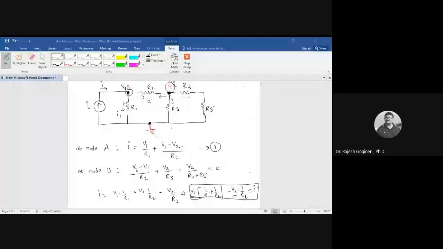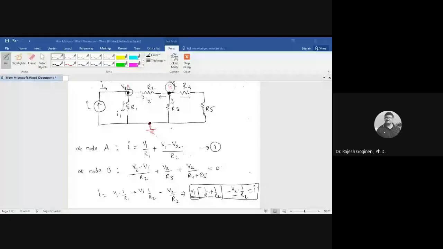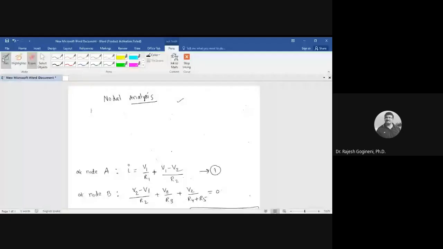Is it clear for everyone how to apply the nodal analysis? Yes or no? Is it clear? Is it audible? Yes, sir. Okay, now we will solve a problem, one circuit.